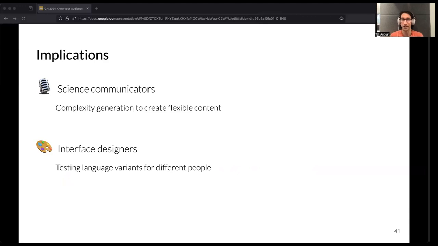And for interface designers, they can take these findings to design interactive and adaptive reading interfaces. So for example, if you can generate multiple summaries for different readers or different versions of text for different readers, readers could interactively decide on what text works best for them while they're reading.